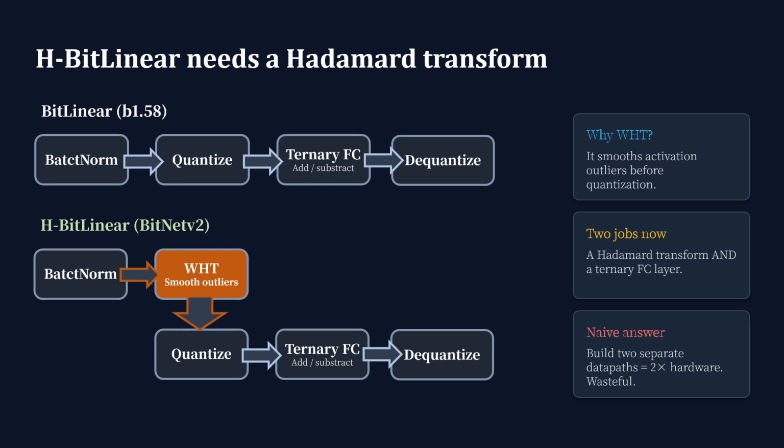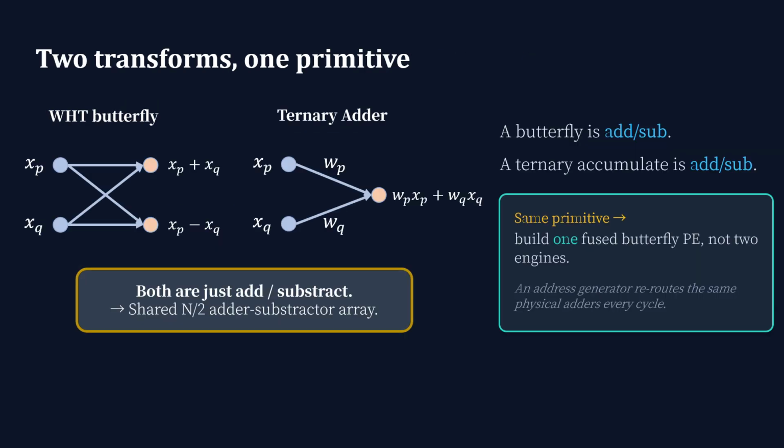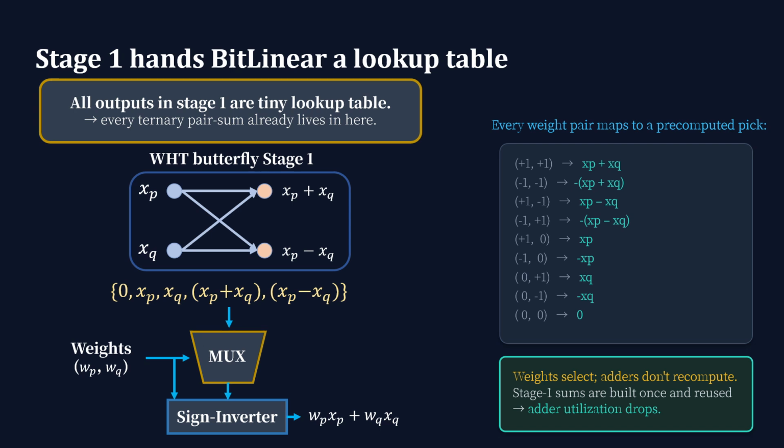That is where our work starts. Motivation. Here is the first observation. A Hadamard butterfly is just add and subtract. A ternary accumulation is also just add and subtract, the same primitive. So instead of two engines, we build one fused butterfly processing element that shares N over 2 adder-subtractor units and time-multiplexes them between a Hadamard transform mode and the fully connected mode, rerouting the same physical adder each cycle.